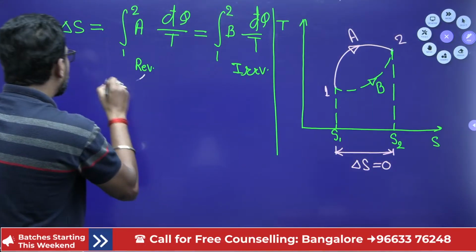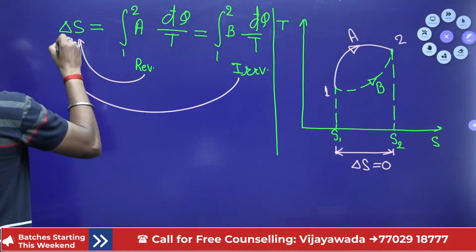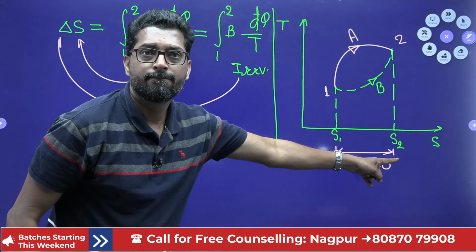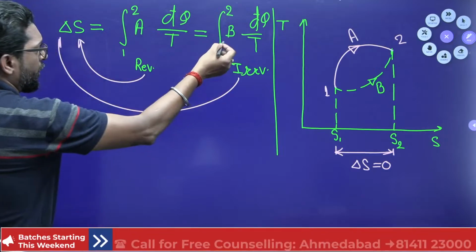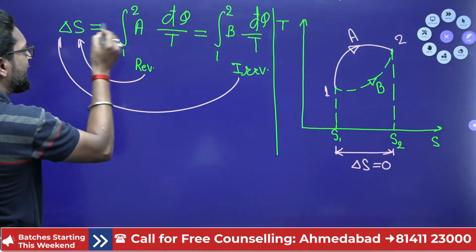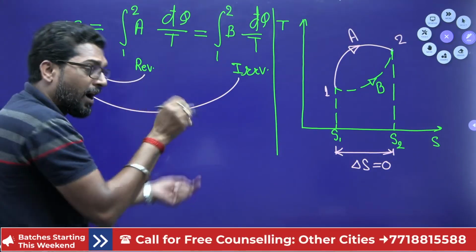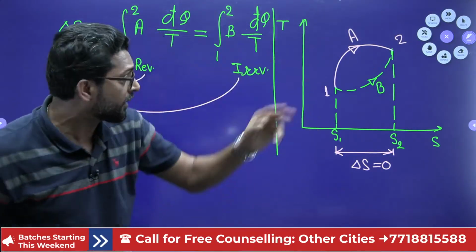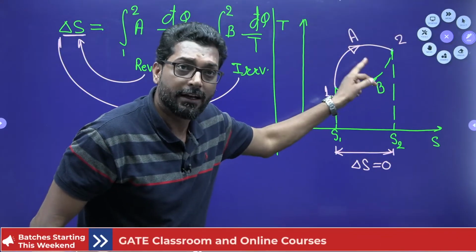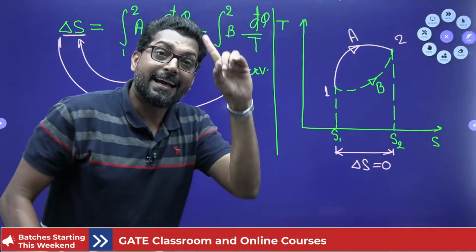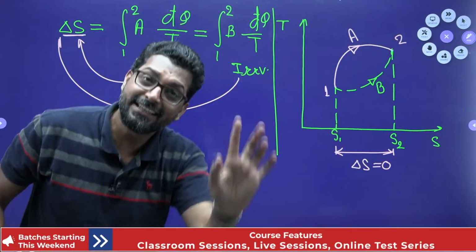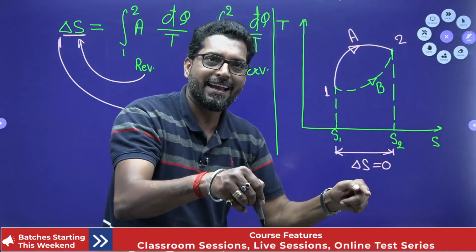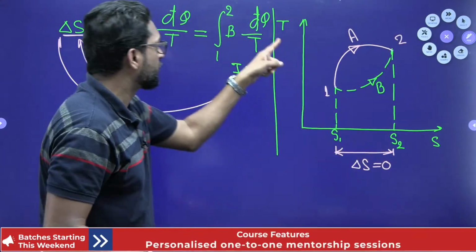And both give the same result. Yes or not? S2 minus S1. But if you define this dq by T, this is our change in entropy. Once you define the change in entropy, that change in entropy is valid for both reversible or irreversible. See, the entropy defined as dq by T is for the reversible manner. Once it is defined, it is applicable for both processes.